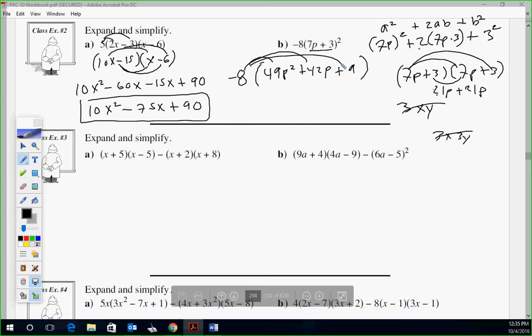Right, because this is a product. This is not a product. These are all added. So you have to distribute to each term, right? Because it's 3 terms. They have to be hit 3 times. Okay? So the negative 8's going to go through. So negative 8 times 49 is negative 392. And then times 42 is negative 336. And then times 9 we know is negative 72. So that's your answer here.